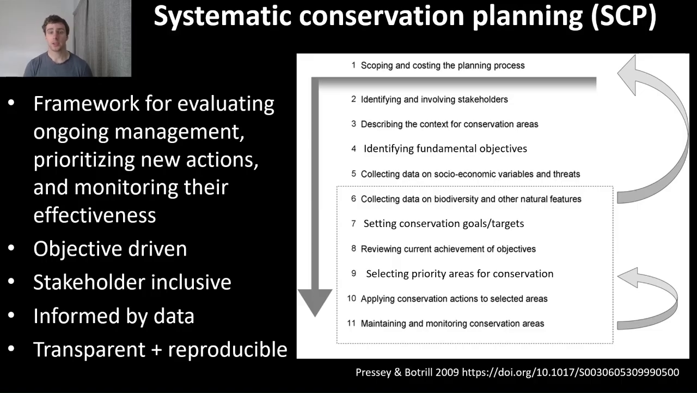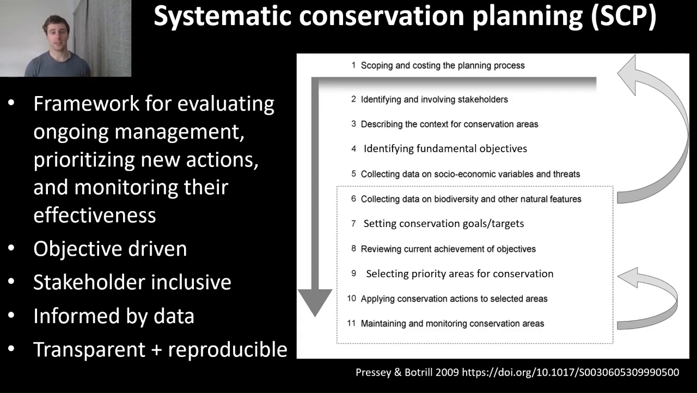At step 7, you would set conservation goals and targets. And these are quantitative. So the fundamental objectives are more like aspirational kind of goals. They don't necessarily have any numbers or specific criteria to them. But at step 7, we're setting conservation goals and targets, and this is where things get a bit more quantitative, because we're going to be setting goals or targets that relate to specific things that you've got data on.